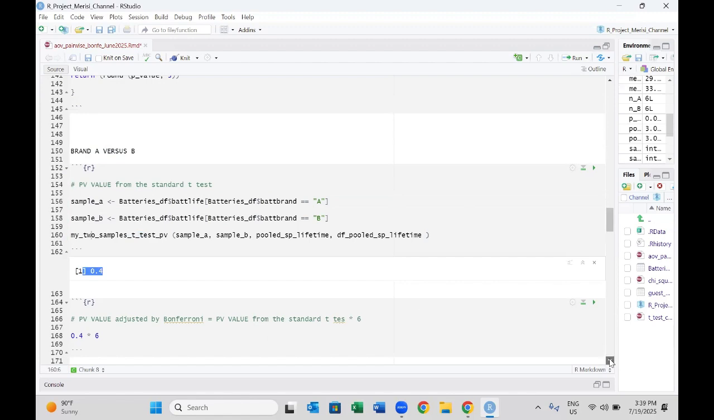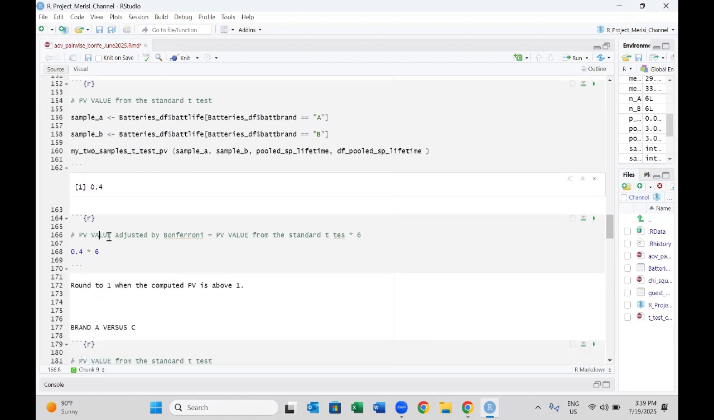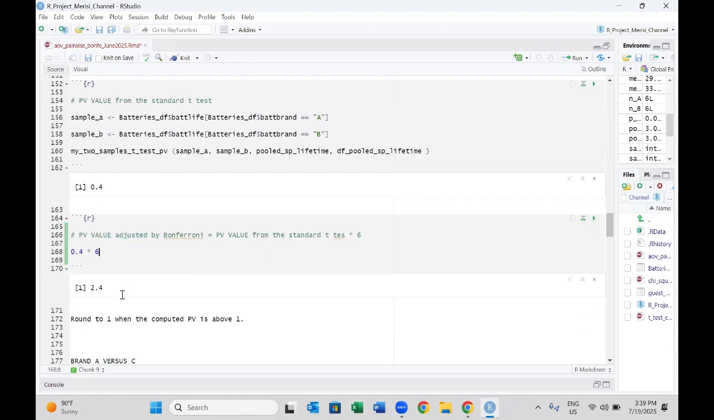And then what I do next is I get the p-value for Bonferroni by multiplying that by 6, okay? Multiply that by 6, and that's the p-value for Bonferroni. When the p-value is above 1, like in this case, we need to round to 1 because the p-value is a probability, so it cannot be above 1.